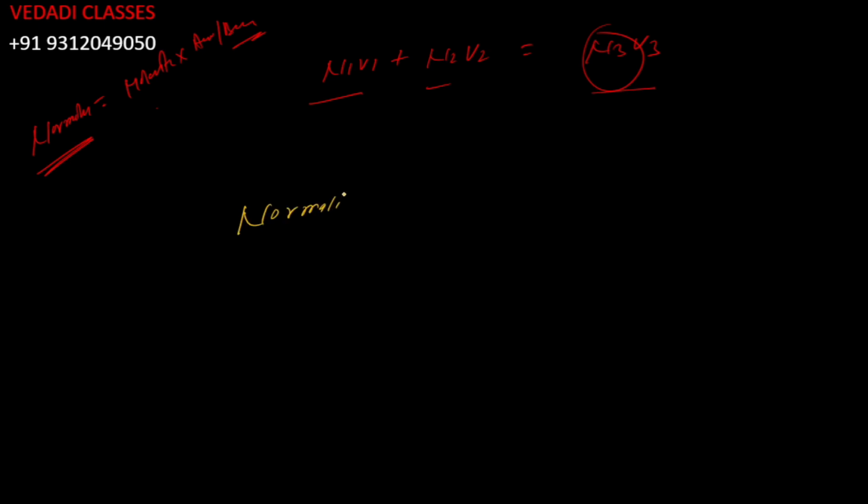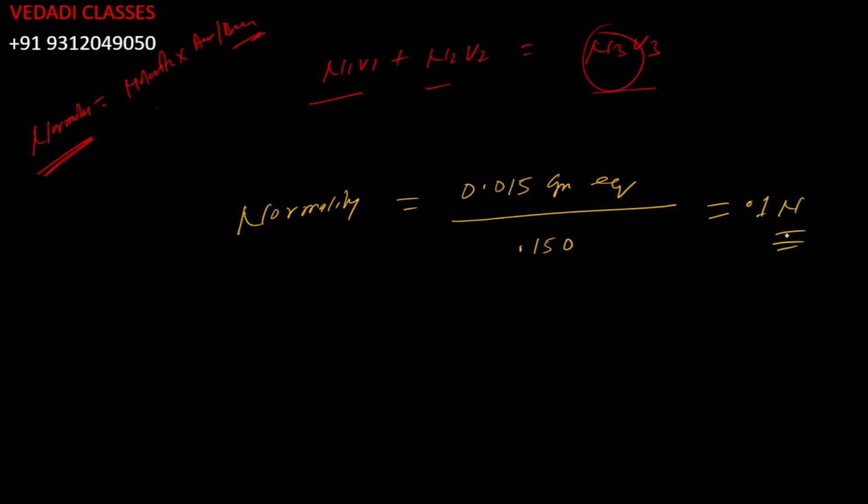Normality will be equal to gram equivalent weight divided by total volume. The gram equivalent weight you got is 0.015 gram equivalent for the unreacted or resultant solution, divided by the total volume, 0.150. When you solve this, you will get 0.1 N. So this is the normality.